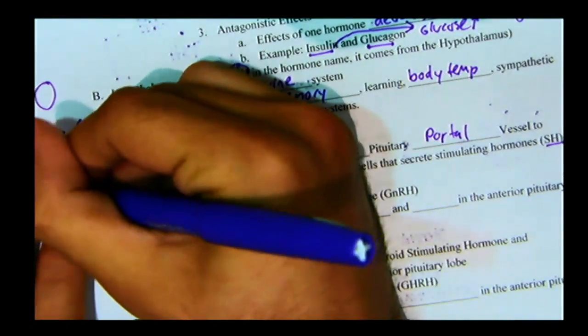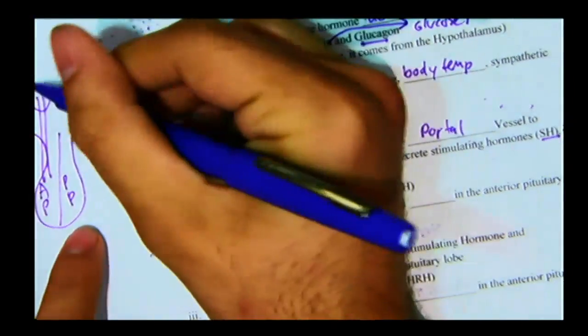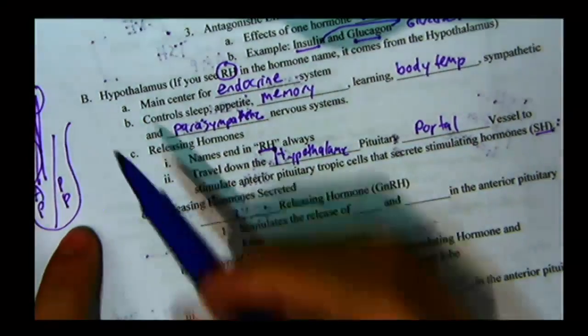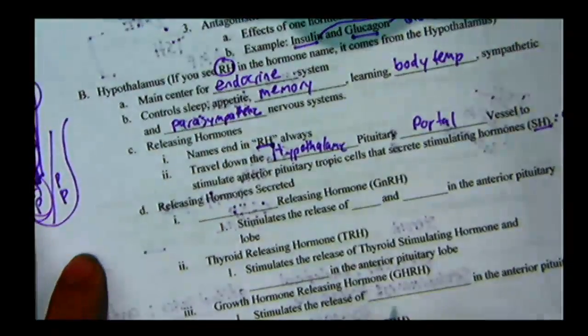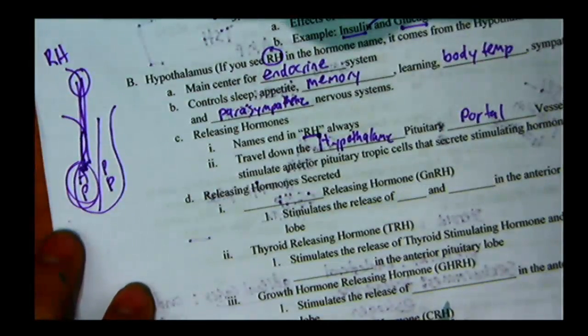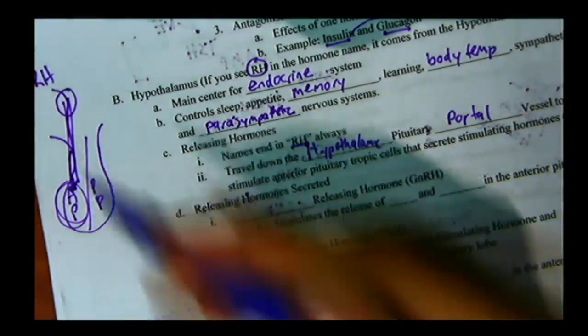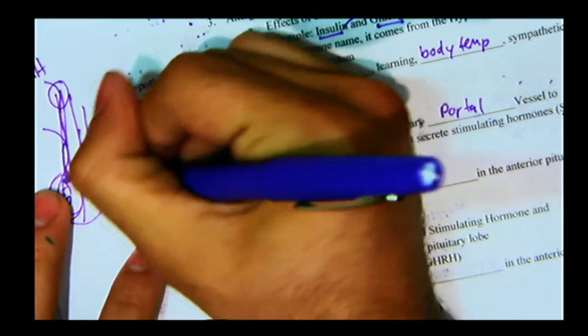How does the hypothalamus release hormones into the posterior pituitary? What does it use? Axon, right? Forgot to put that in the guide, but yeah, it's axon. And do you remember which hormones are activated in the hypothalamus that go to the posterior pituitary? Oxytocin and ADH.